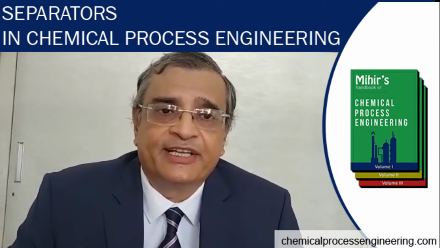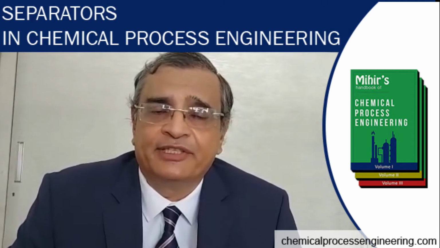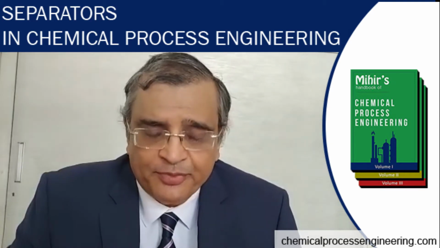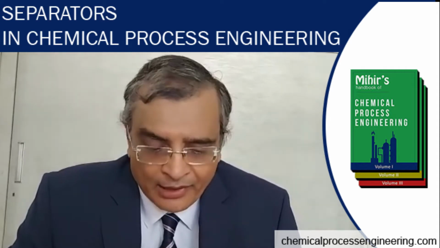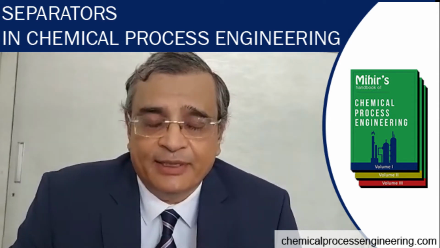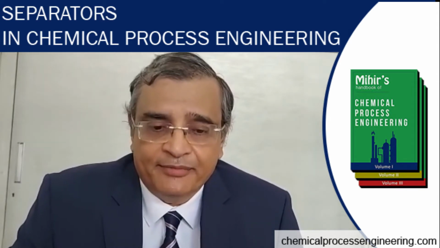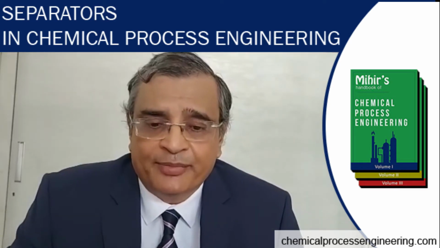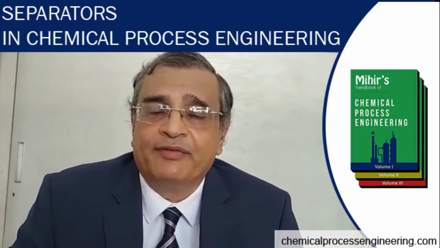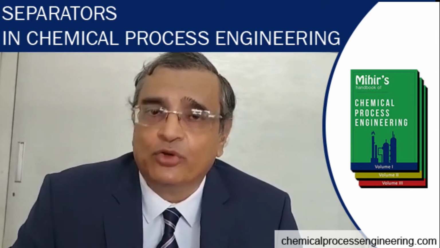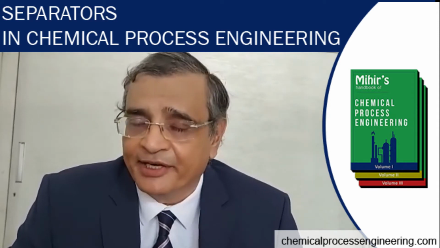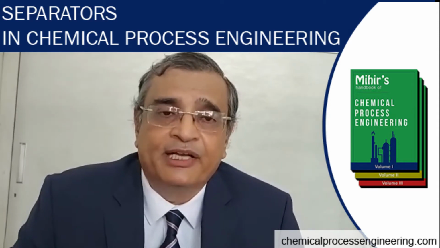Today we will be discussing a specific chapter, chapter number 9, which is on separators in the book. This chapter deals with two-phase and three-phase separation, which is very much required in many industries. For example, at the top of a column you have a reflux drum. That reflux drum is a two-phase separator. It separates the vapor, which mostly will be inerts, from the main chemical which you are distilling.